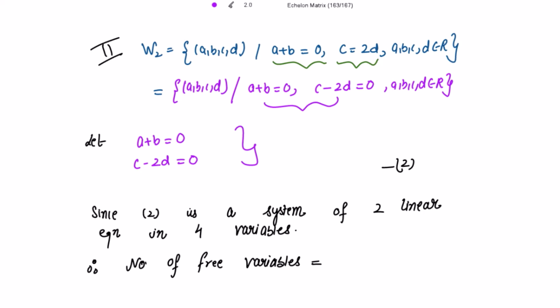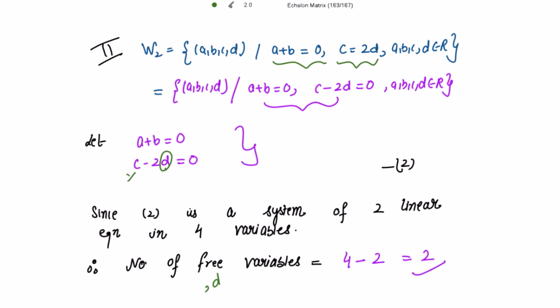And the number of free variables is equal to the number of variables minus the number of equations, that is 2. So this is equal to 2. So how many free variables can we take? Only 2. So in these two equations, try to choose that variable to be the free variable whose coefficient is not equal to 1 first. So I'm choosing D.